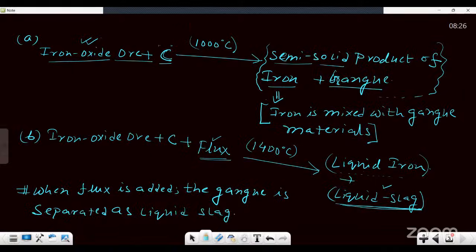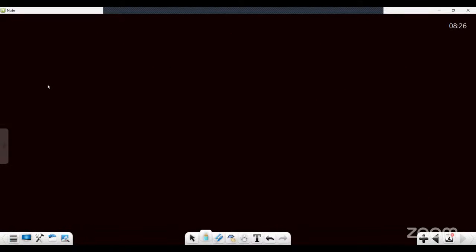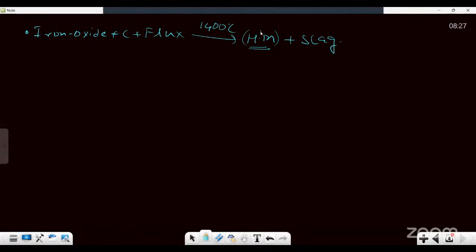Right? Now, the composition of liquid metal or hot metal that we will get. We are taking the iron oxide and using carbon. We are reducing it using carbon at high temperature, and we have also added flux. All this we have seen: iron oxide plus carbon plus flux, at a higher temperature, say 1400 degrees Celsius, gives you the hot metal plus slag. Now we will talk about the composition of this hot metal.